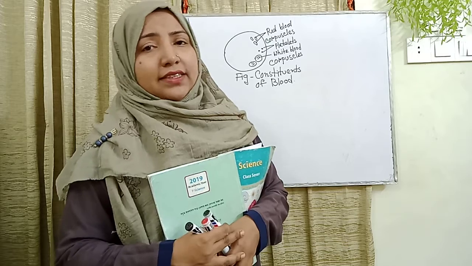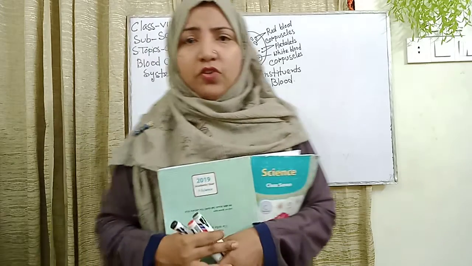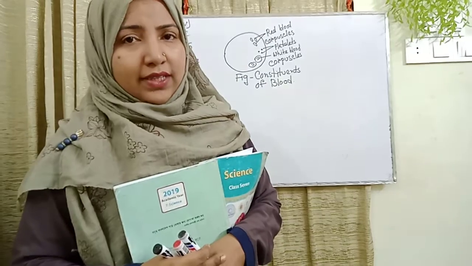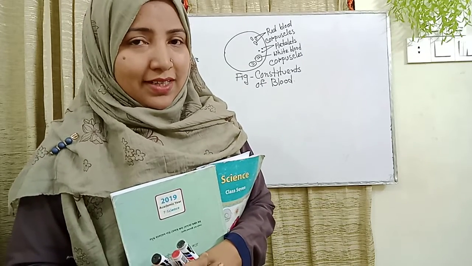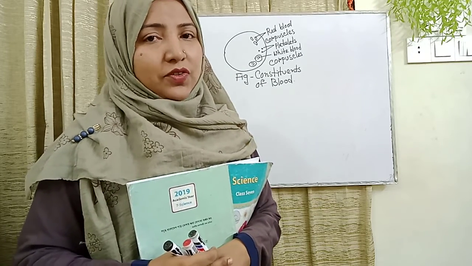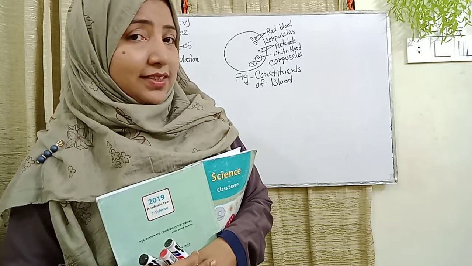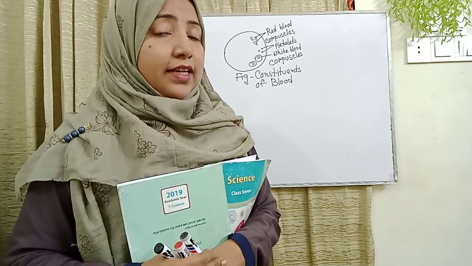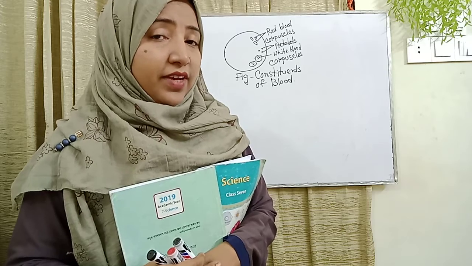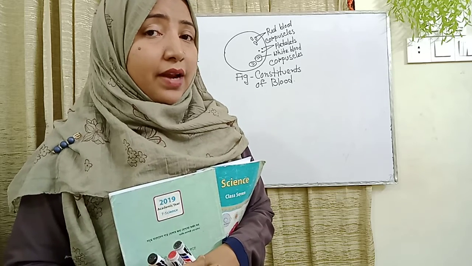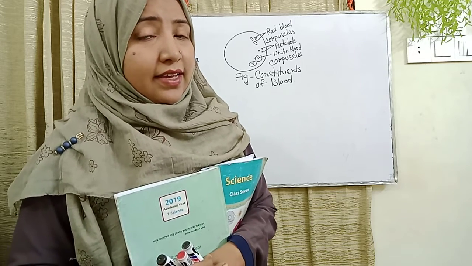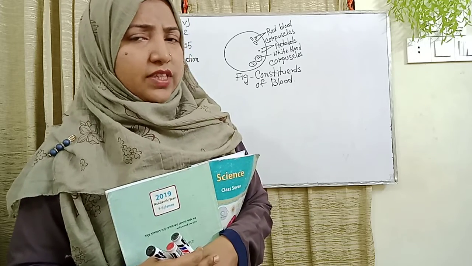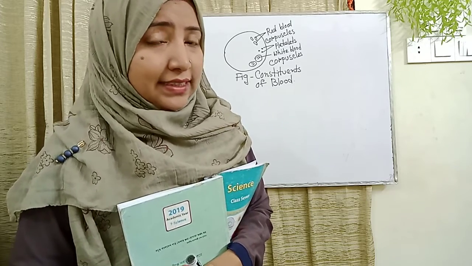Today, I start our new topic, the blood circulation system. What is the blood circulation system? The transportation of blood is called the blood circulatory process. The circulation system in the human body consists of veins, arteries, heart, blood, lymph and lymph ducts. The whole structure is called the blood circulation system.